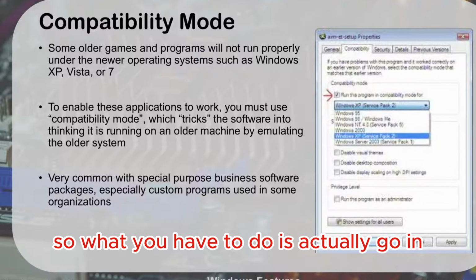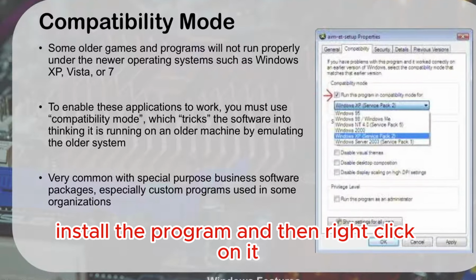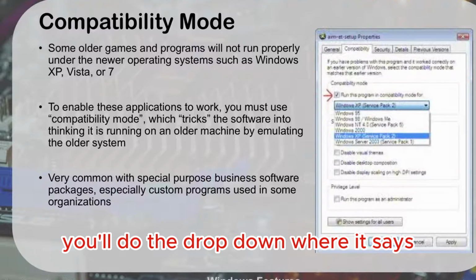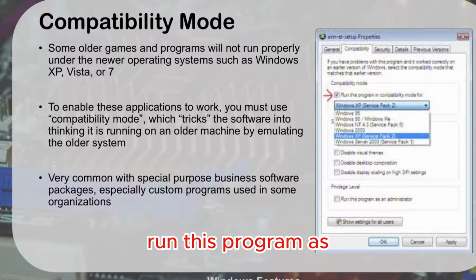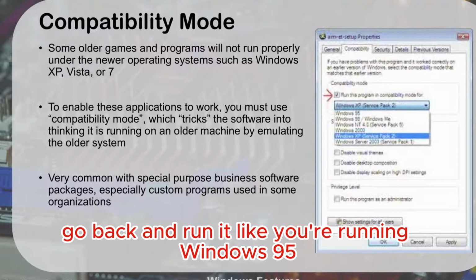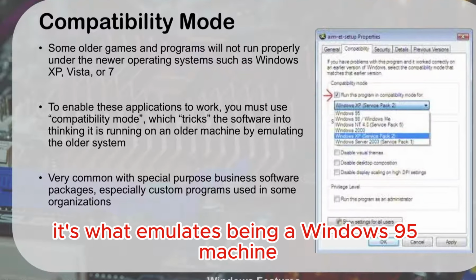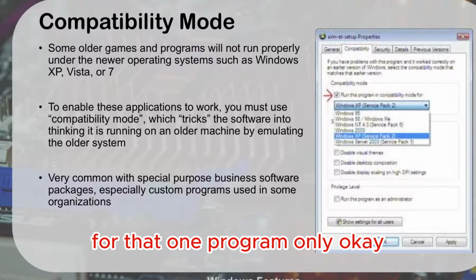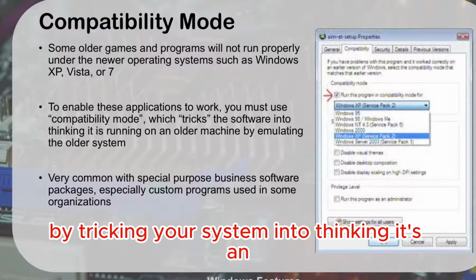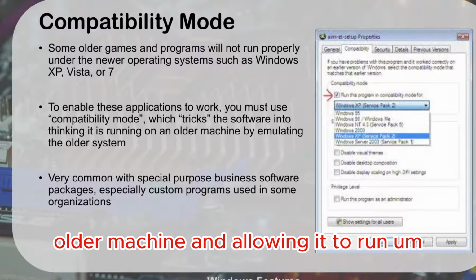So what you have to do is actually go in, install the program, and then right-click on it, go to Properties, and under the Compatibility tab, you'll do the drop-down where it says Run this program as, and then you click on which one you want to run as. And you might tell it, hey, go back and run it like you're running Windows 95. And so it emulates being a Windows 95 machine for that one program only. Okay? This works really well by tricking your system into thinking it's an older machine and allowing it to run.